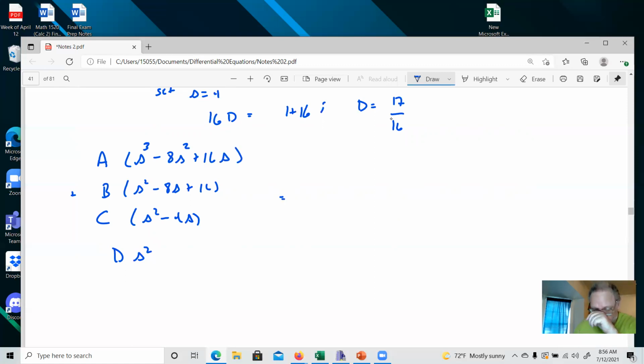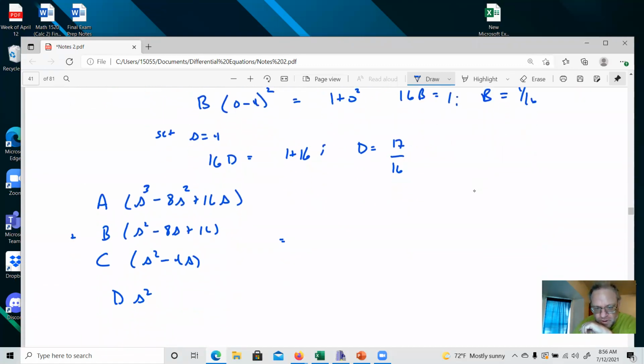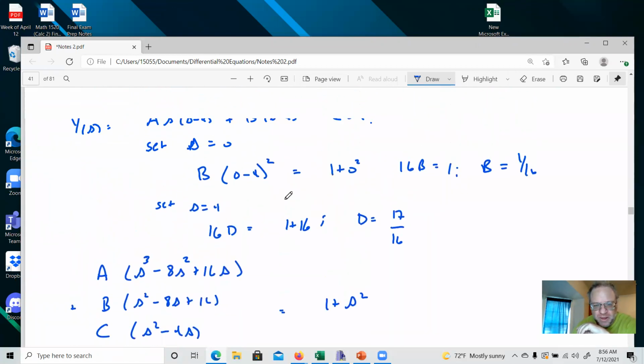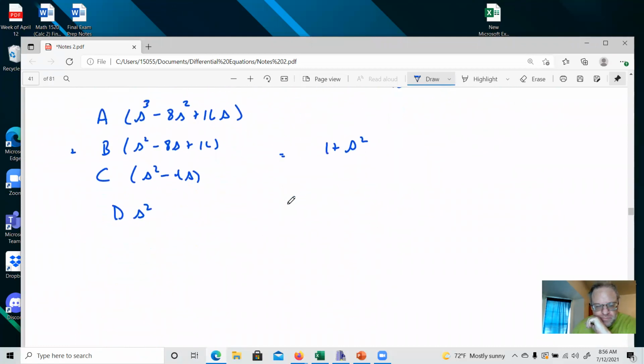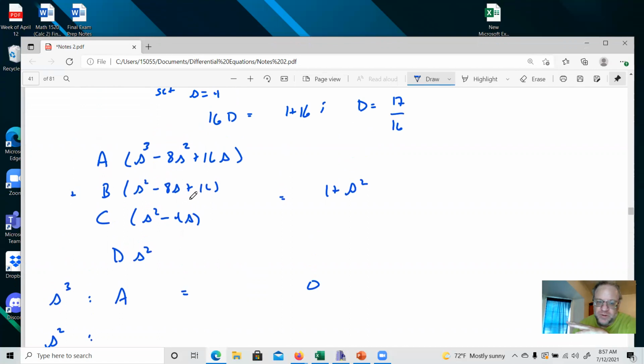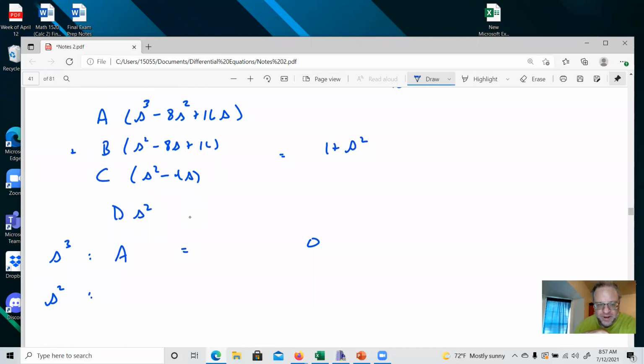Okay, and this was equal to what? 1 plus s squared. All right. So let's get our cube terms together. We have A, this is s cubed. Okay, so the only s cubed term we have is A, and we have no cube terms on the other side. Okay, so there's A. Let's get our s squared terms. I don't really need to include any more A stuff, right? Because A is now 0. Okay, so we're just going to have B plus C plus D is equal to 1.